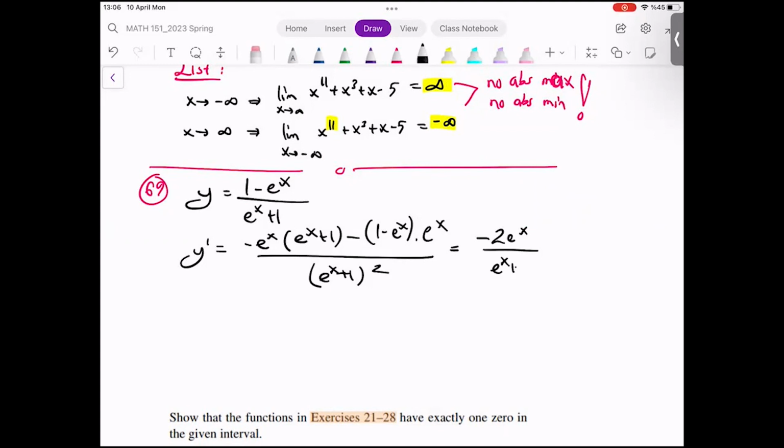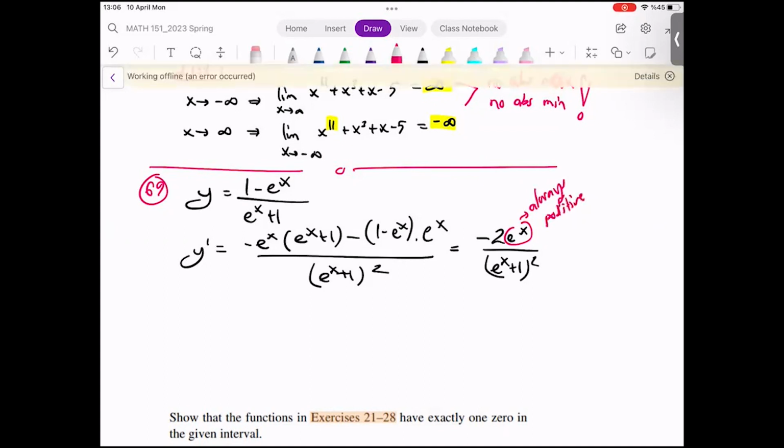Okay, e to the power x plus 1 squared. Okay, let's try to understand where it is 0, where it is undefined. The e to the power x function is always positive. And also here, the denominator as a whole is always positive because you are taking a square and e to the power x plus 1 is always positive.